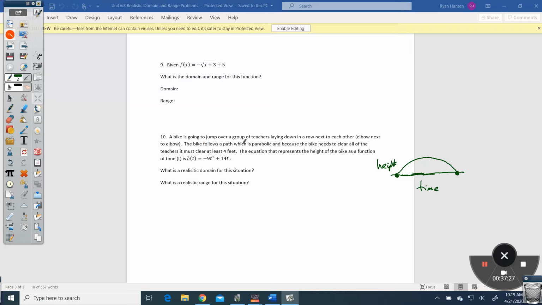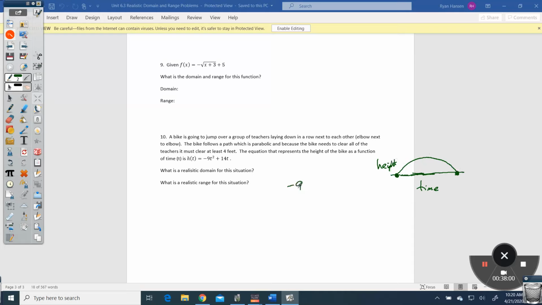The bike follows a path which is parabolic, and because the bike needs to clear all the teachers, it must clear at least 4 feet. So somewhere, this highest point has got to be higher than 4. The equation that represents the height of the bike as a function of time is this. What is a realistic domain for this situation? So the domain is from here to here. We know the bike's still going to be going. We know it was going before, and we know it's going after, but we're just after this snapshot of things.